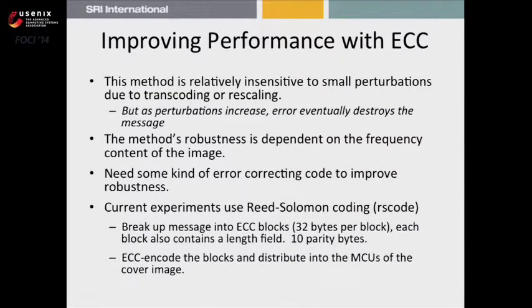That alone is not enough to really prevent error from occurring. So we introduce error correction through Reed-Solomon coding. So basically, the idea is to break the message up into ECC blocks, and then each one of those blocks is encoded with Reed-Solomon parity bytes.